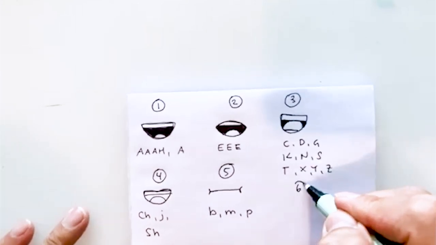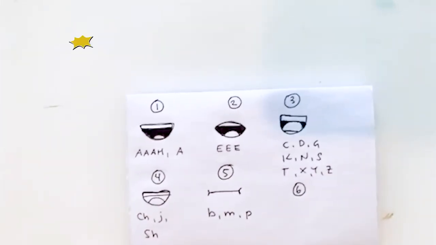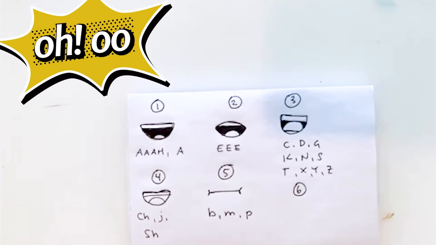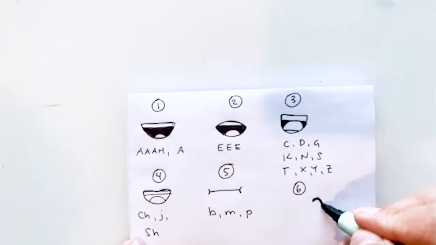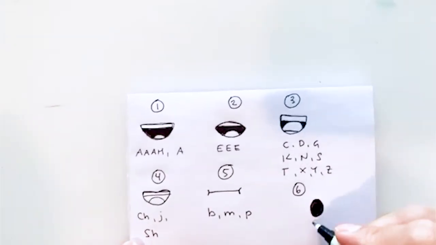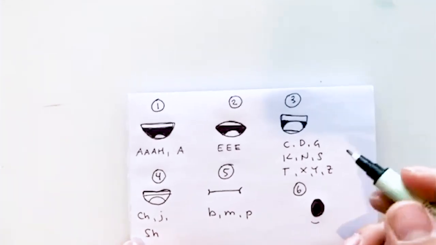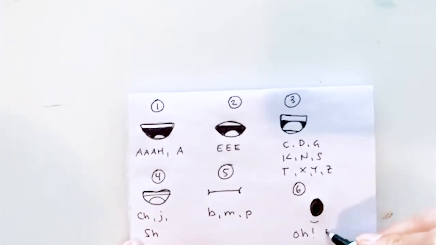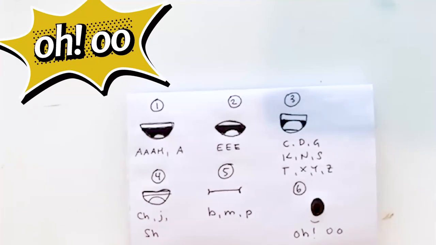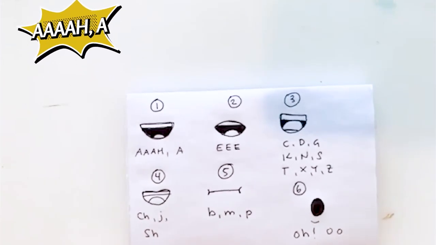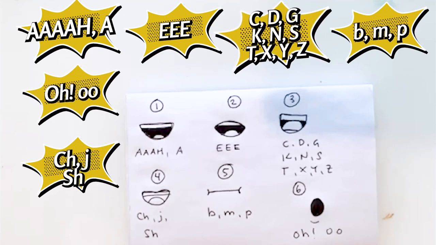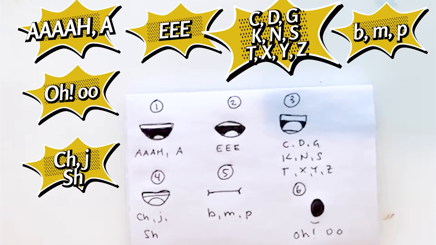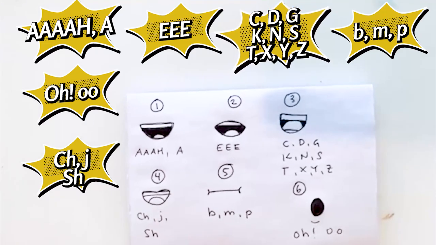Number six is really easy too. Number six is o. So go ahead and go o with me. You notice your mouth is open, and it's a small little hole. We're actually gonna use this one for hello, at the end. So we have ah, eh, ch, b, and O. So those are six. We have five more after this. Those are six shapes you can use to animate mouths.